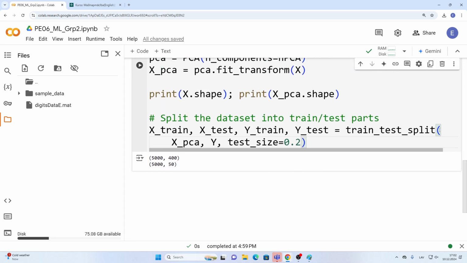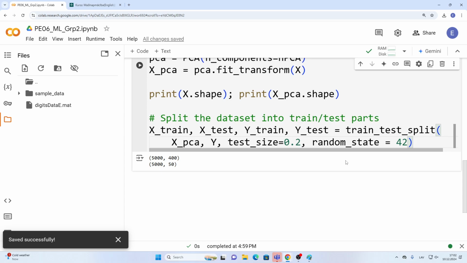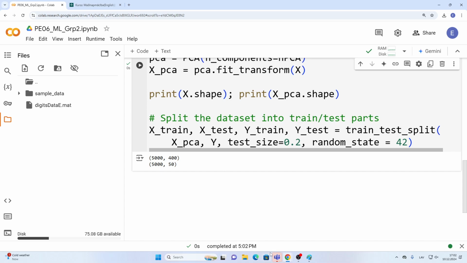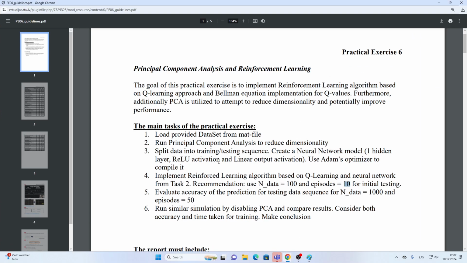So you can only go to the new line inside of some kind of brackets, square brackets, round brackets, etc. Yes, I'm going to use some random state of 42. So now we split the data into training set and testing set. Everything seems to be working, and we can go to the next task, which is task 3. Well, splitting was actually part of the task 3 and creating a neural network.